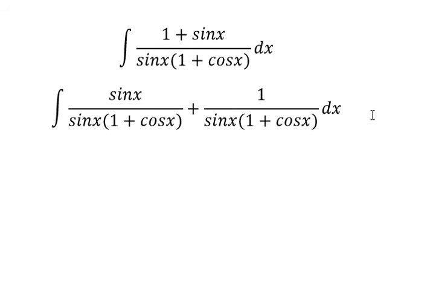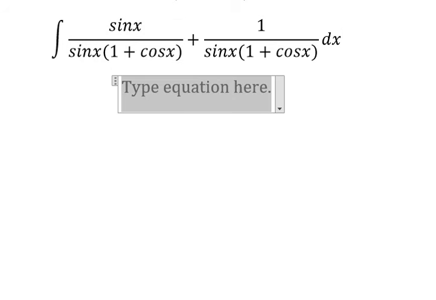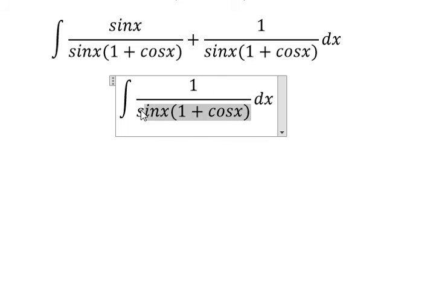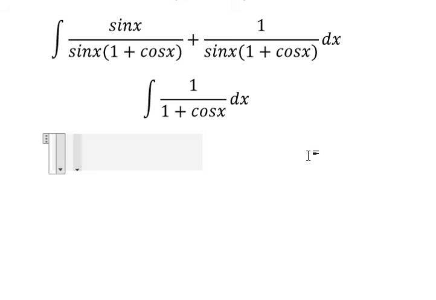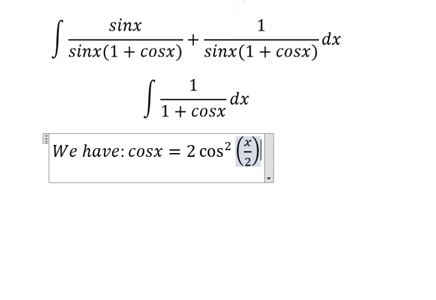Now we have two integrals in here. We need to calculate this one first. Sin x simplifies with sin x, you got about 1 over 1 plus cosine x. We have the formula: cosine x equal to 2 cosine x over 2 to the power of 2 minus 1.